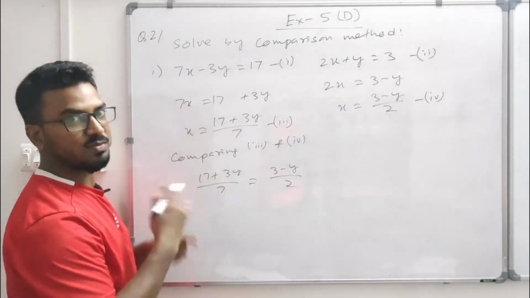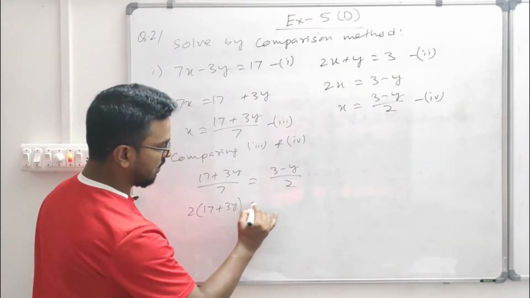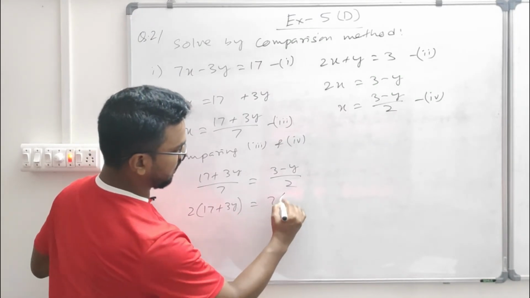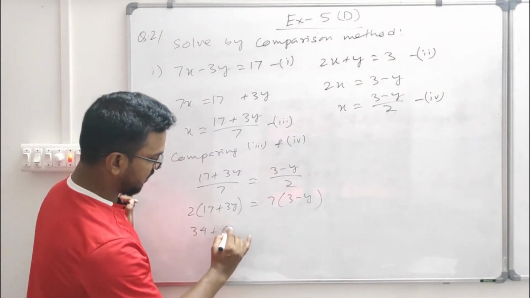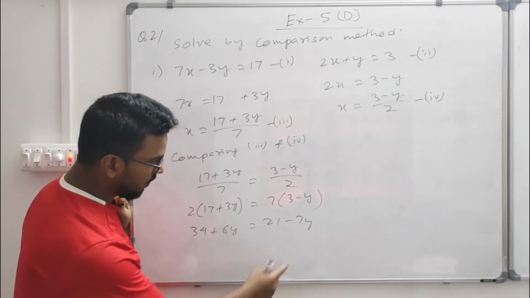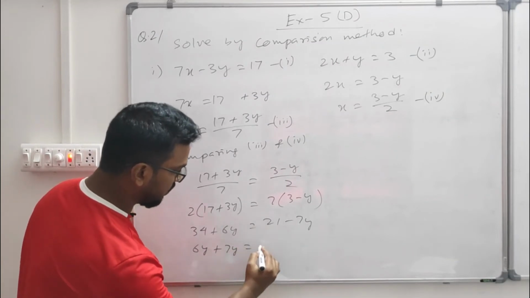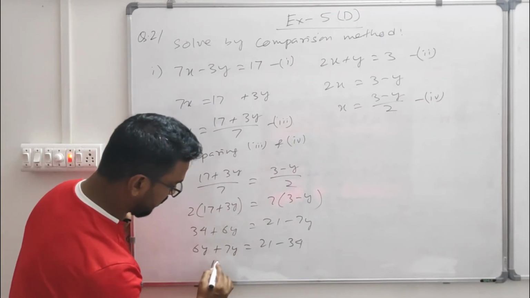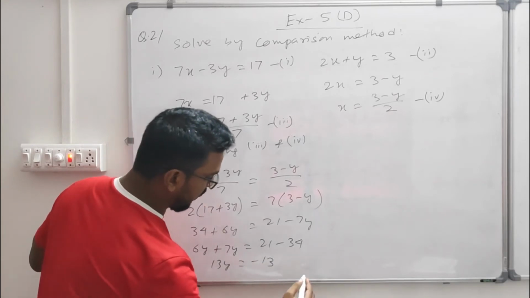Now what will you do? You just cross multiply. So if you cross multiply, it will become 2 into 17 plus 3y, and here if you cross multiply, what will be the value? 7 into 3 minus y. So if you multiply, this will become 34 plus 6y, and here 21 minus 7y. So bring this one to the other side. So this will become 6y plus 7y equals 21. Take this to the other side, 34. So this will become 13y, and this will become minus 13. So the value of y will become how much?